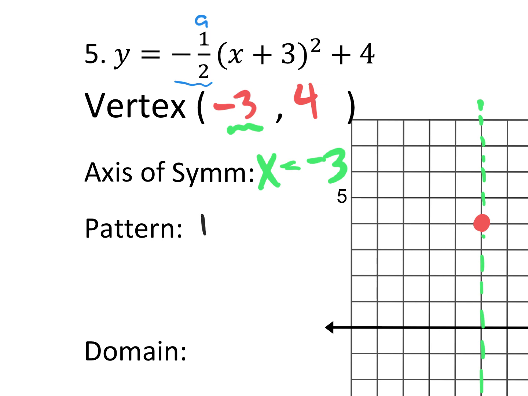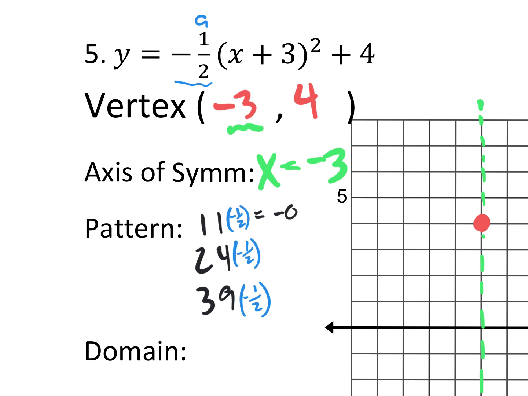Instead of 1, 1, 2, 4, 3, 9, we need to multiply the outputs, the 1 by negative 1 half, the 4 by negative 1 half, and the 9 by negative 1 half. That will give us negative 1 half or negative 0.5, only halfway down. And then the next one, 4 times negative half, that's negative 2. You could actually do that with the calculator. 9 times negative half is negative 4.5.